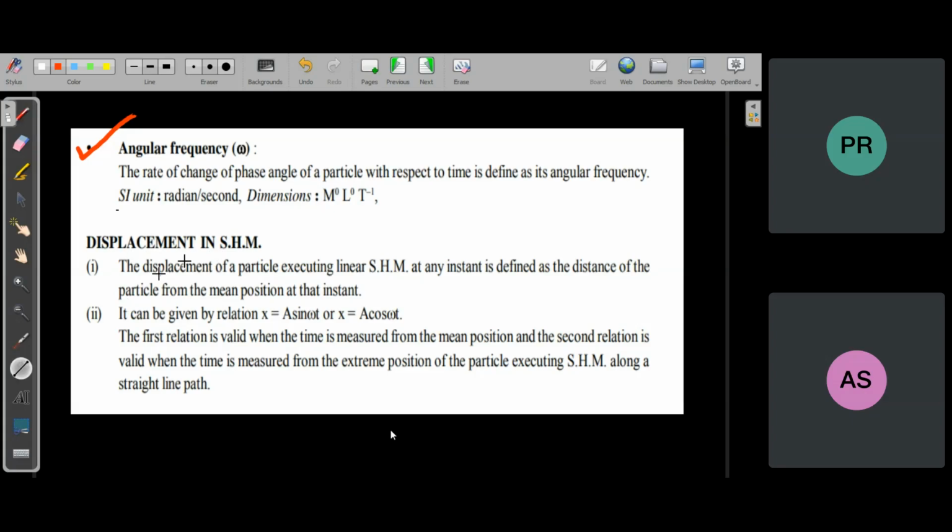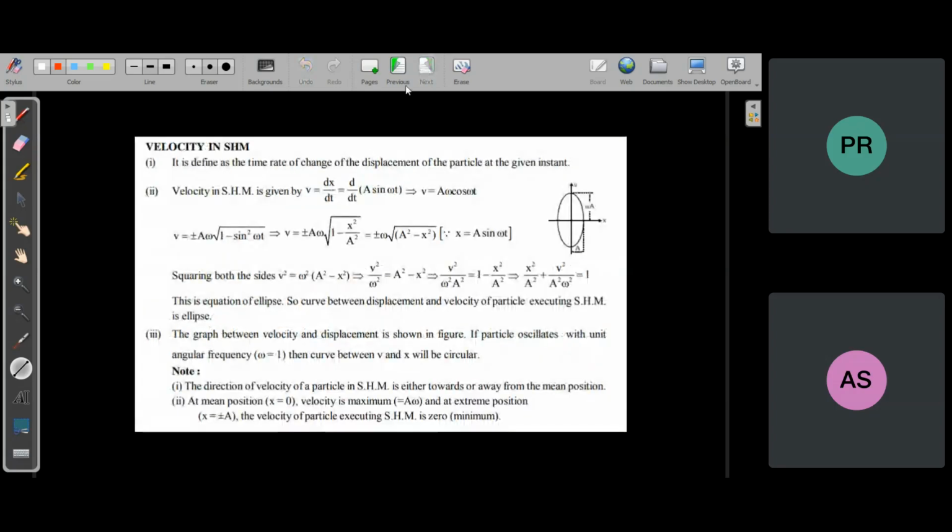Now the next is displacement in SHM. You already know displacement in SHM. Okay, everything is same. Let's go to the next. Velocity in SHM. So in the last class we also discussed velocity is nothing but first derivative of the displacement, and you will get this equation. So here it is a function of time. If you want to write it as a function of x, then you will have to do some manipulation. You will get this equation. This equation is velocity as a function of x.